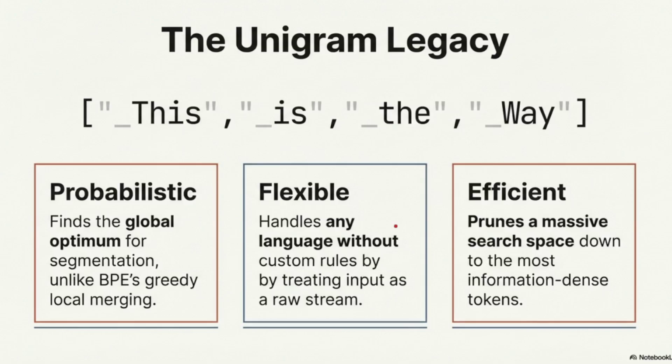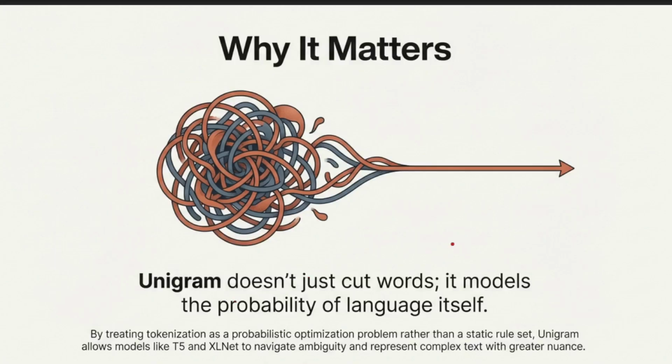We talked about this. You can pause the video and read this slide. So ultimately, Unigram doesn't just cut words, it models the probability of language itself by treating tokenization as an optimization problem rather than a strict rule set. It allows modern LLMs to navigate ambiguity and represent complex text with much greater nuance.